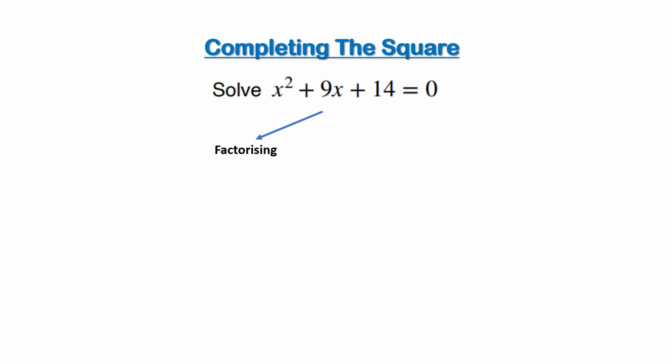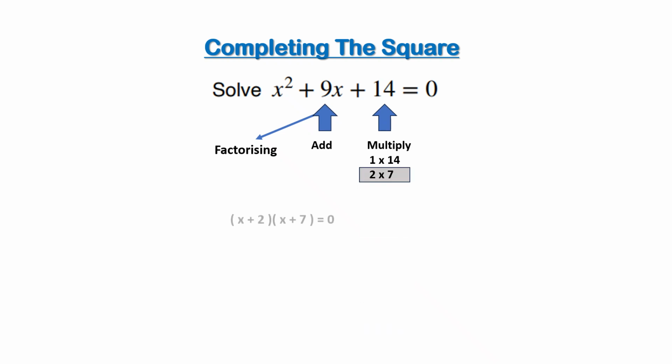So what's that? That's when you try to find two numbers, multiply to make 14 and add to make 9. Do you know these two numbers? I don't. So what I will do is I will think of what are the factors of 14. It's just 1 times 14 and 2 times 7. 1 and 14 doesn't add or subtract to make 9. 2 and 7, they do add to make 9. So it's just 2 and 7.